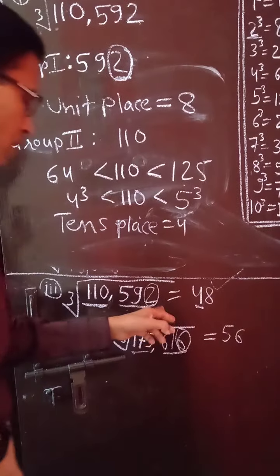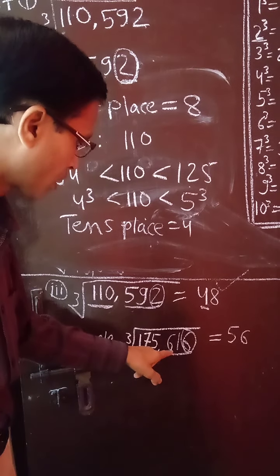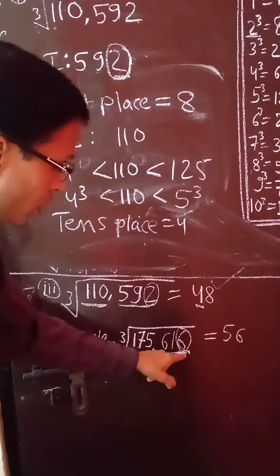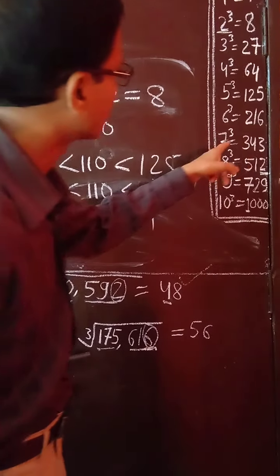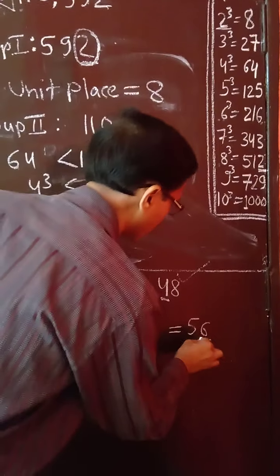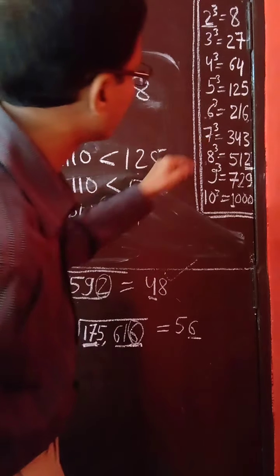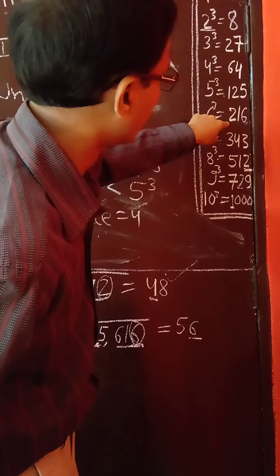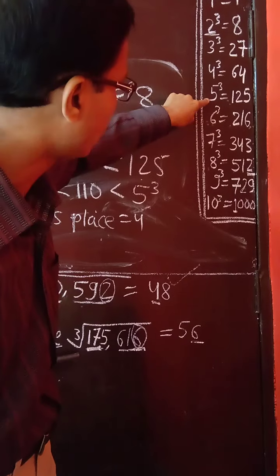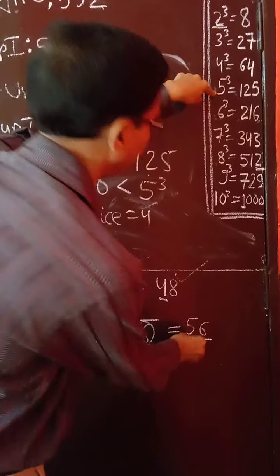One more example you see from your textbook: the cube root of 175,616. This 6 will decide the unit place. So where is this 6? This 6 is here. This is the cube of 6. So our unit place will be 6. And now you see 175. 175 is between 125 and 216. So this is the cube of 5 and this is the cube of 6. So what will be our answer? The smaller number, so our answer will be this 5.